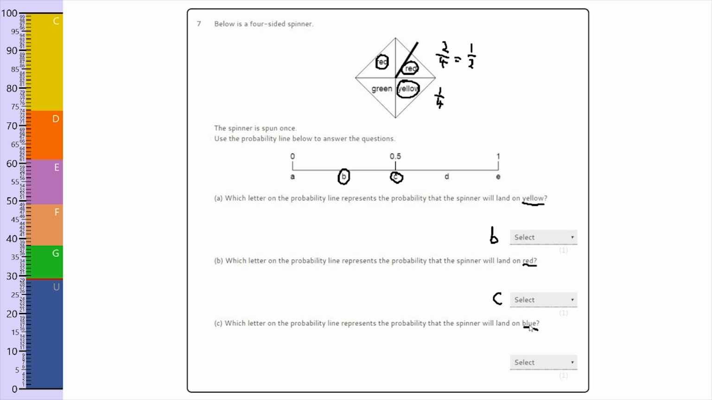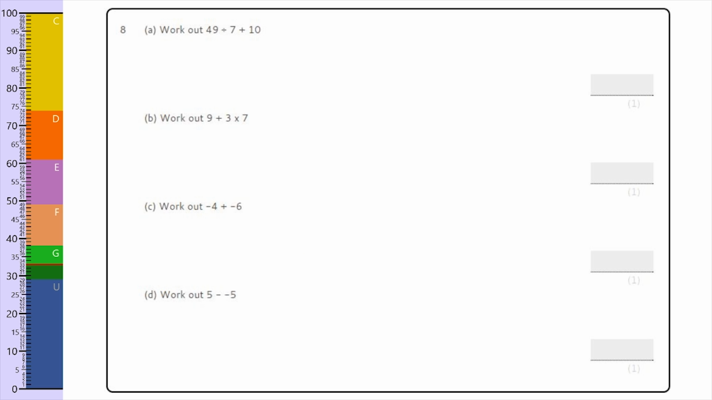And last one is blue. Well, looking at the spinner, there are no blues. Now, where did I say to mark anything that can't happen? Well, that's at 0. So that would be A. Okay, so if you've got all of the questions correct so far, you are now on a G, but we've got loads of the paper left. So let's move on to question 8, if you'd like to pause the video now and have a go.